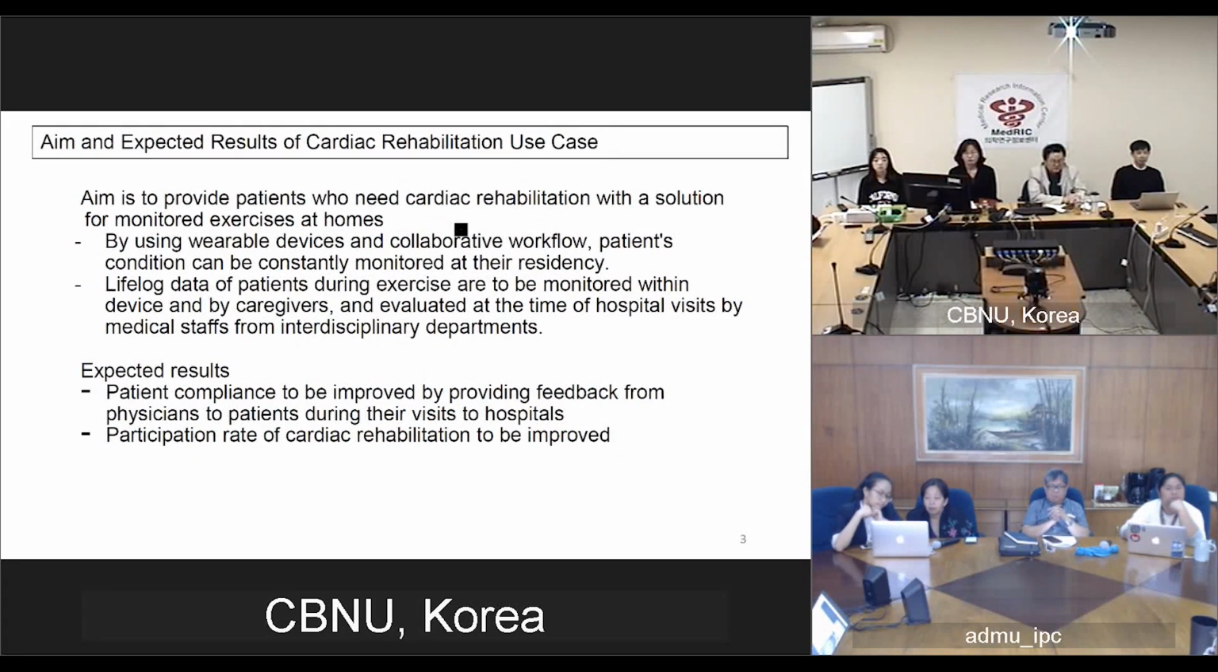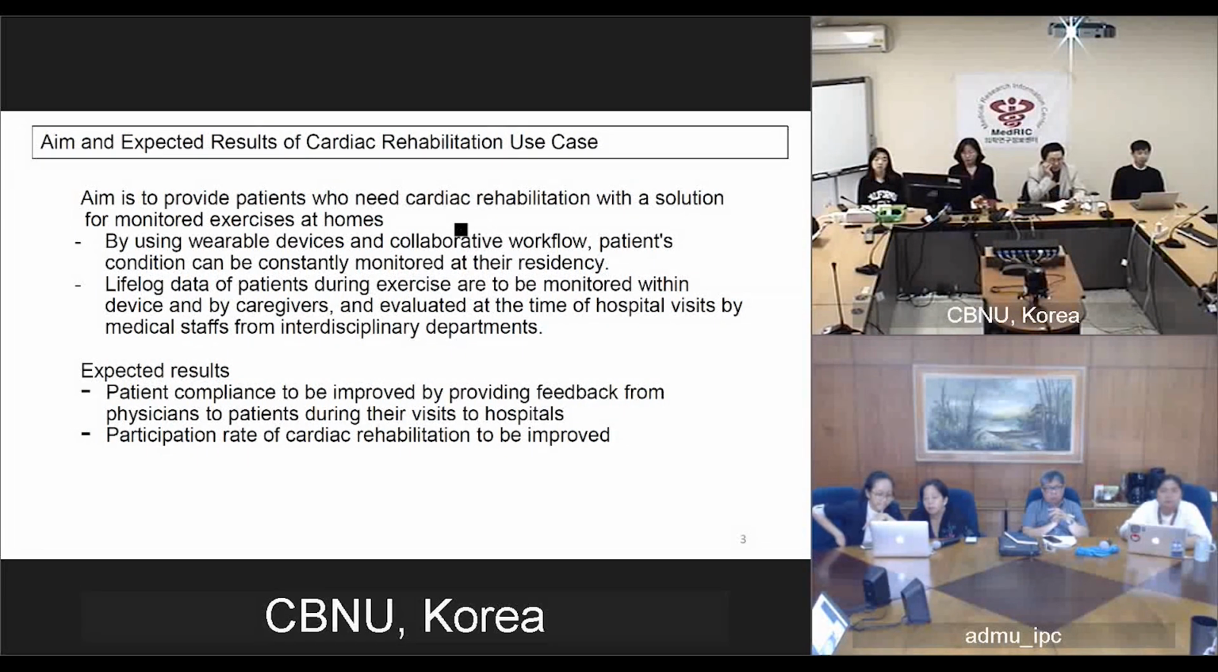The aim of this use case is to provide patients who need cardiac rehabilitation with a solution for monitored exercise at home. By using wearable devices and a collaborative workflow, the patient's condition can be constantly monitored at their residence instead of coming to the hospital, which makes them hustle. And the lifelog data of the patient during the exercise will be monitored within the patient's mobile phone on a real-time basis, and will be evaluated at the time of hospital visit by the medical staff.